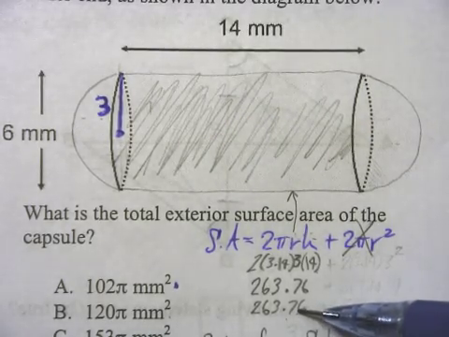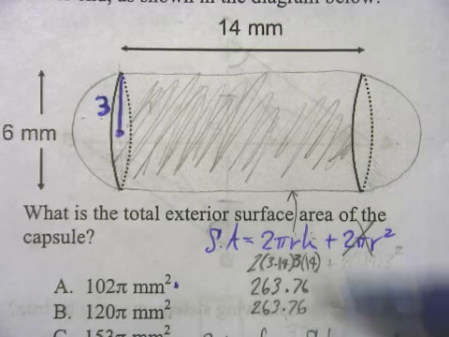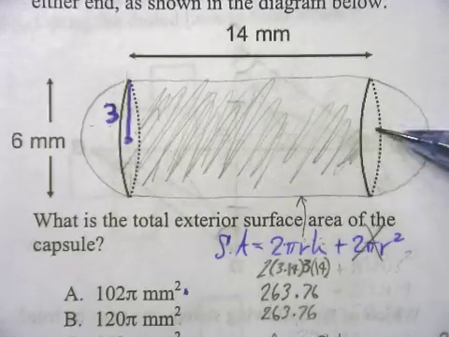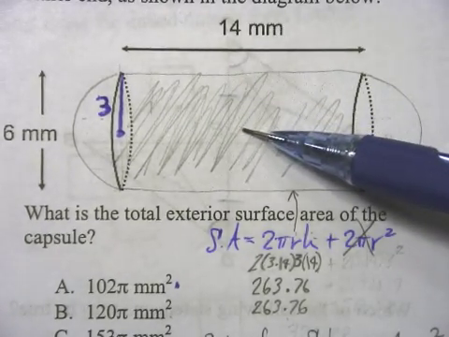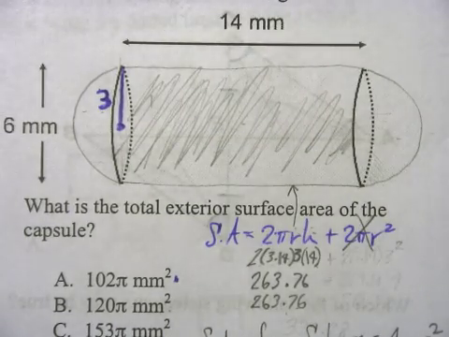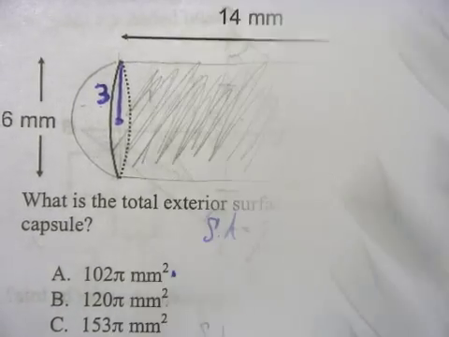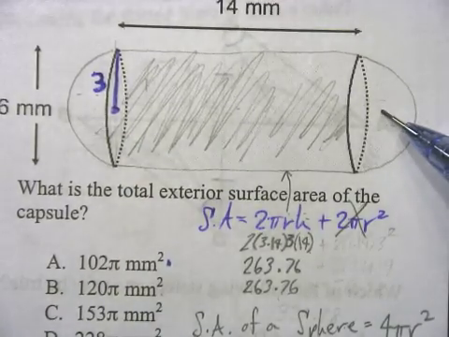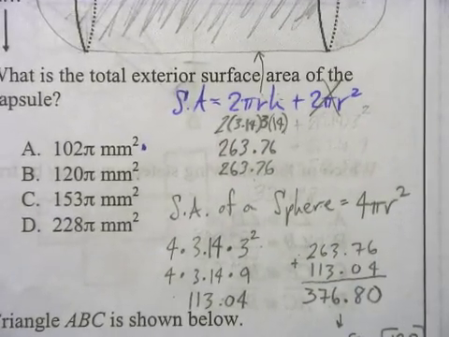So I know that the surface area of this part of the capsule is going to be 263.76. And basically now all I have to do is calculate the surface area of these two hemispheres. Well, if I remove this capsule here in the center and I bring my two hemispheres together, what do I end up with? Well, you end up with a whole sphere. This is half a sphere and half a sphere.